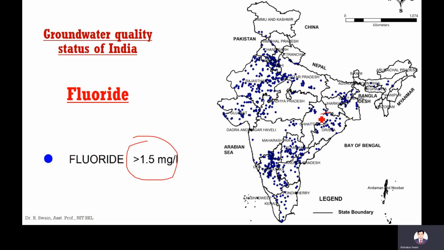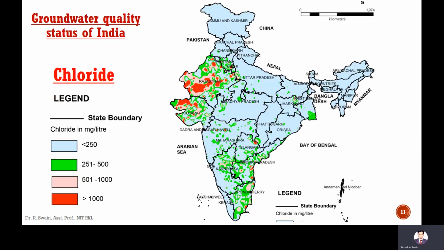In Odisha, some portion you can see, and here West Bengal, Rajasthan, Gujarat. In Madhya Pradesh, some area, here Karnataka, some area, and Tamil Nadu, some area. So the fluoride content is more than 1.5.